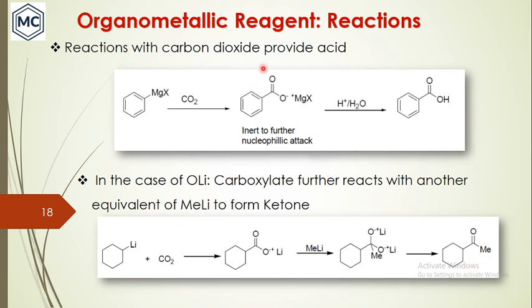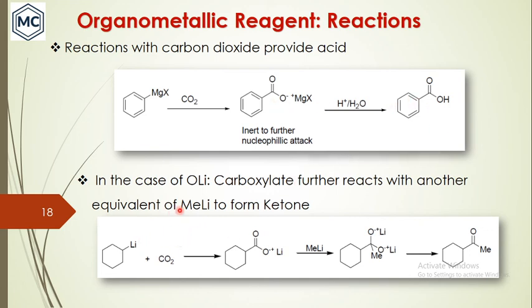Next one, reaction with carbon dioxide. It usually provides an acid. Phenyl magnesium bromide with carbon dioxide forms a complex like this. This complex is inert to further nucleophilic attack, and finally it is hydrolyzed.